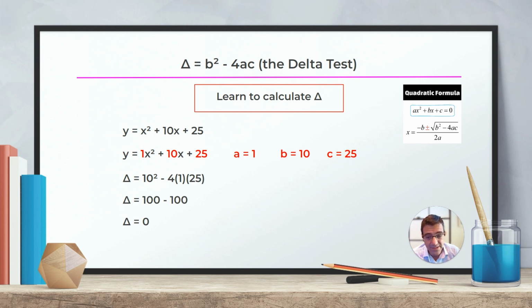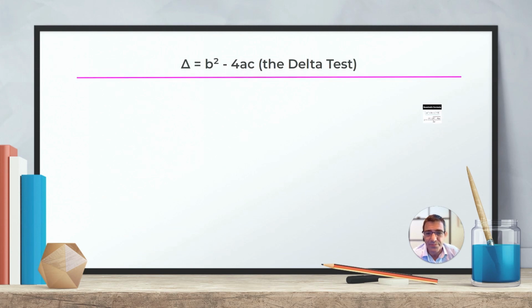Well, when delta is 0, we still have a solution. We call it a double root. And we're going to have one solution. So the square root of 0 is 0. It still works. But we just have one solution. So we're just kind of sitting on the x-axis, right? Let's look at the next one here.